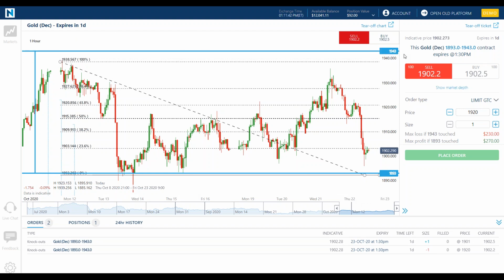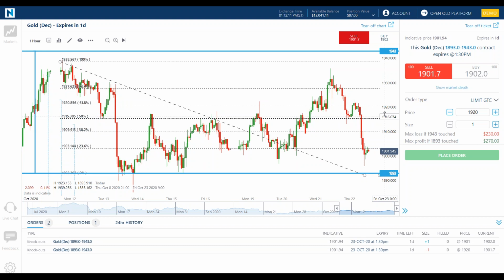Now, if between now and expiration tomorrow, this knockout from 1893 to 1943 does not touch the floor, it never gets down to 1893, so I never get knocked out for my maximum loss, and it never touches 1943, so I never get knocked out for my maximum profit, the product will settle somewhere in this range.